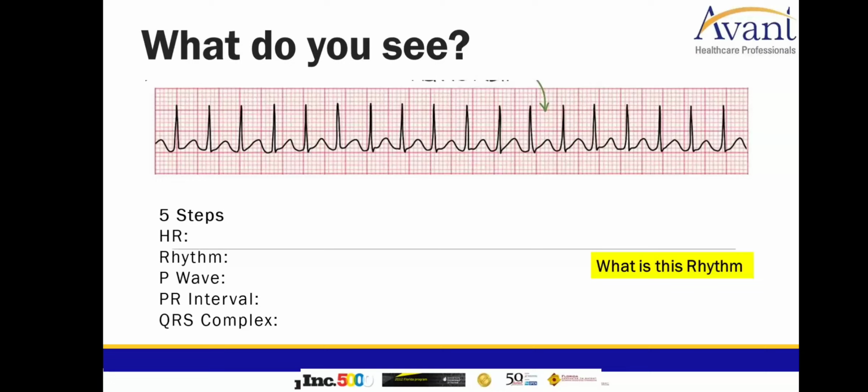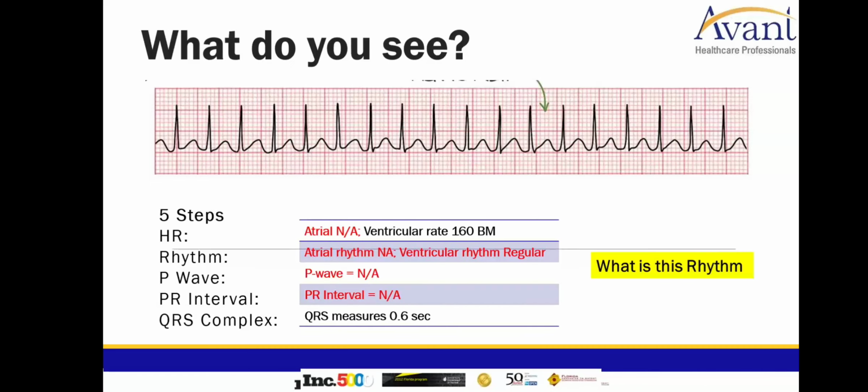Now, here's another one. It's going to get a little bit more challenging. So go ahead and pause the video and we'll be right back. All right, so we got a lot of red here because we have some things that are a little different. First of all, it's really hard to determine what the atrial rhythm is because we can't really determine what the P wave is. We don't have one, so we're going to say NA. However, we can count the ventricular rate, and it's about 160 beats per minute.